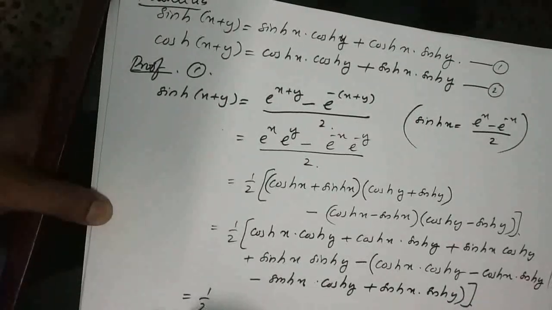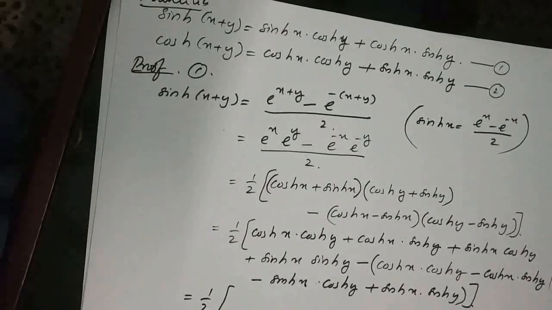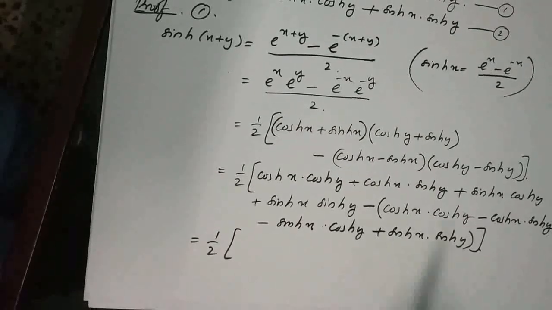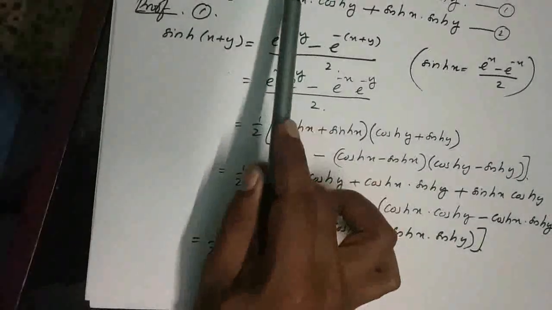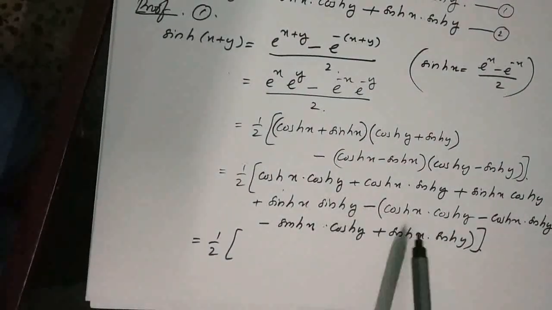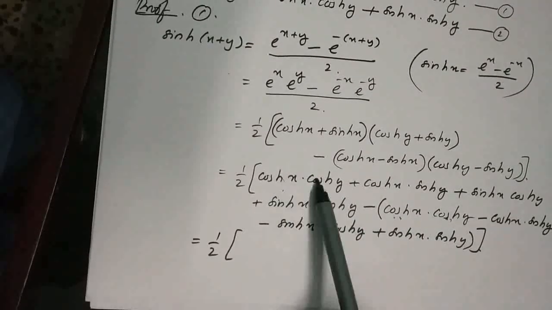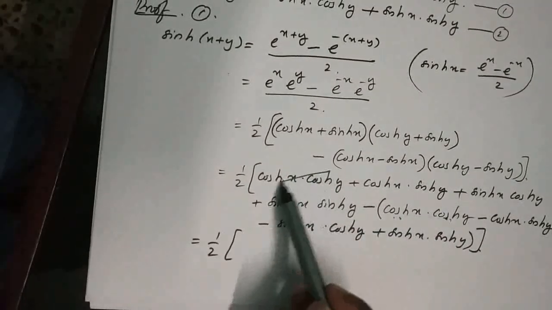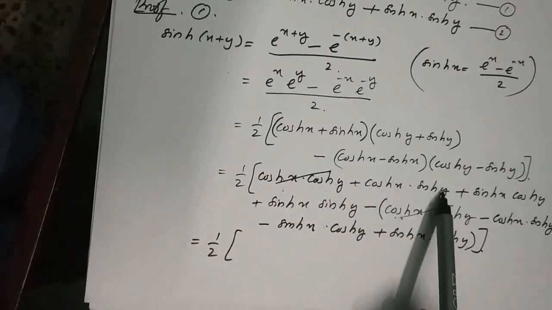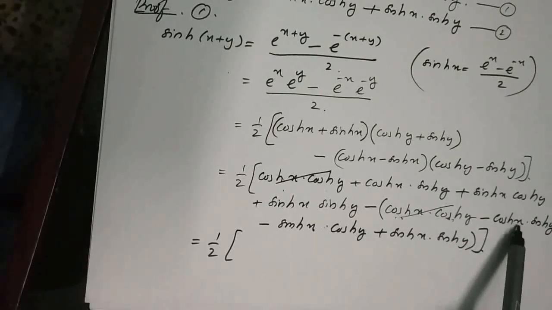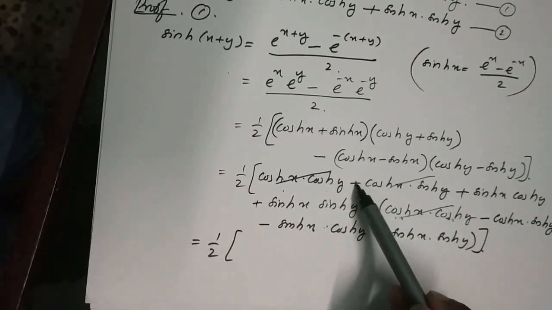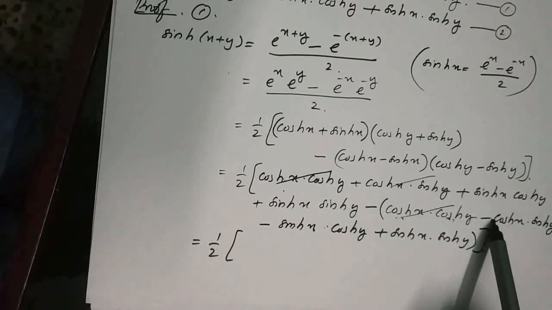Okay. Now this is 1 by 2 into. So if we are cancelling the equal terms, we need to get sinh x into cosh y and cosh x into sinh y. So cosh x into cosh y and cosh x into cosh y get cancelled. This is plus and this is negative, so this term gets cancelled. Then cosh x into sinh y and cosh x into sinh y.